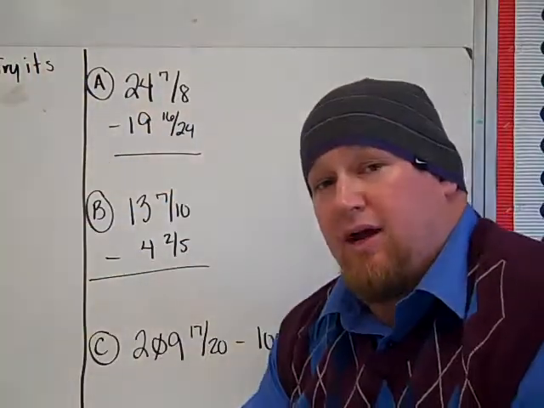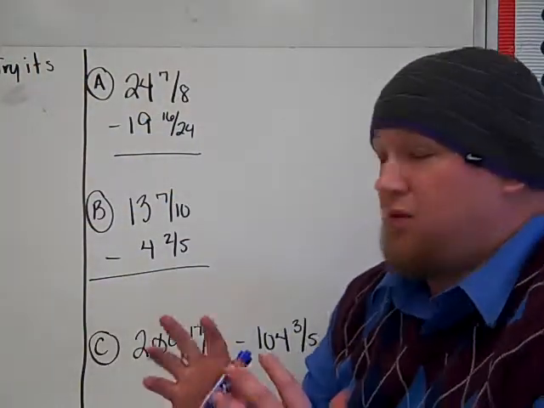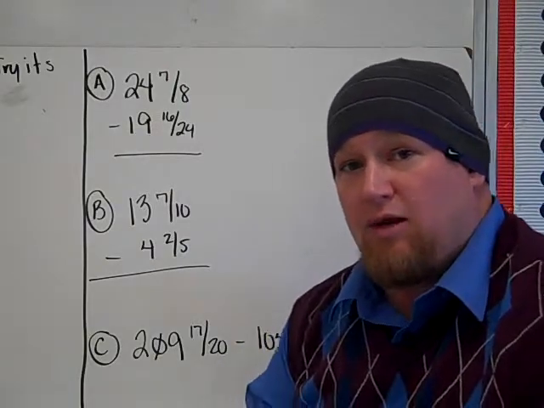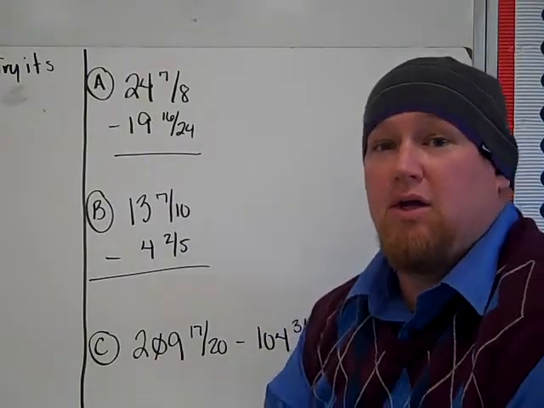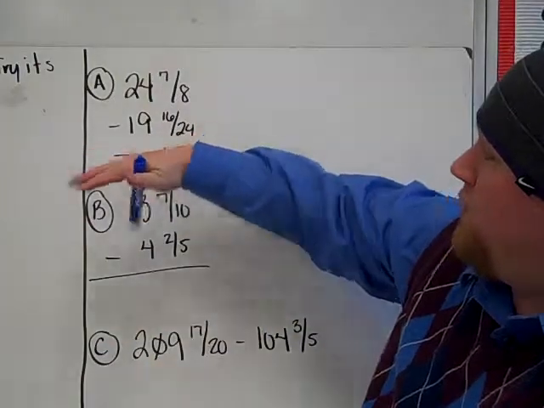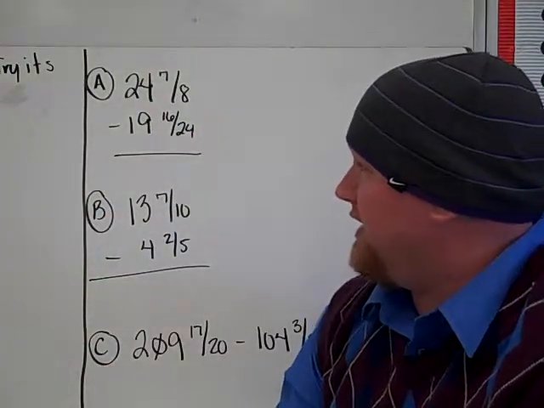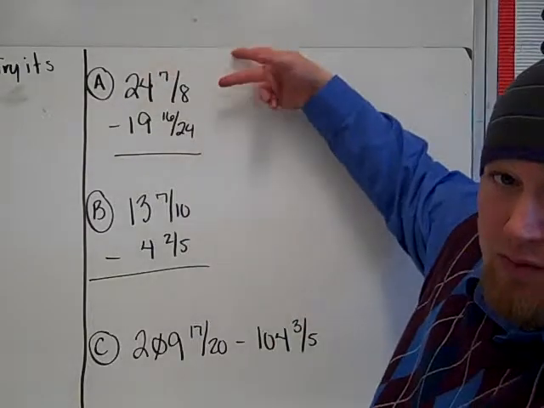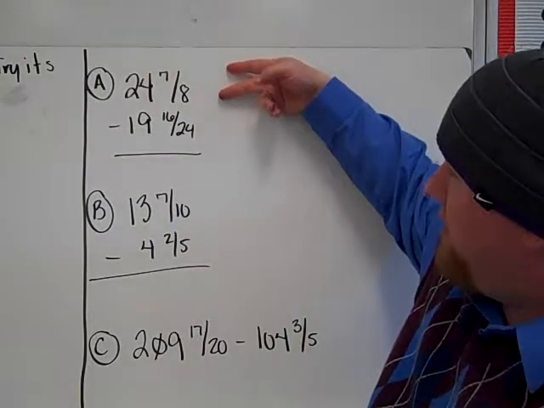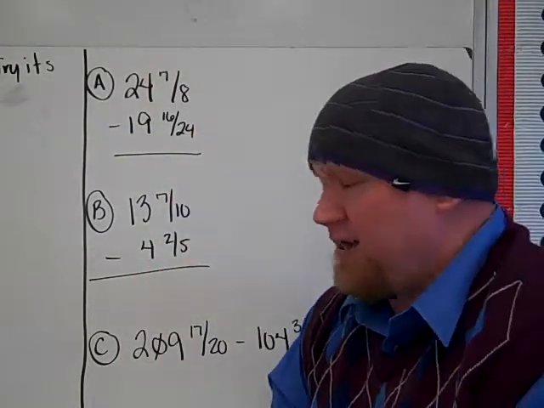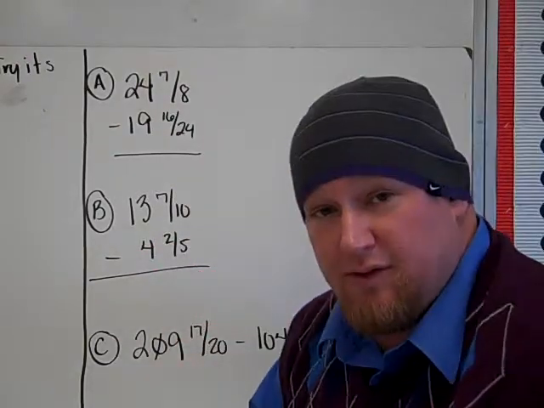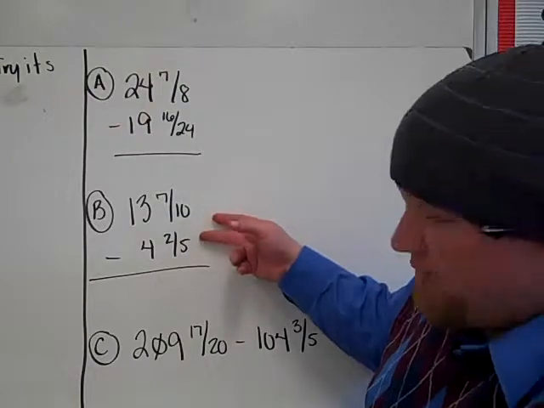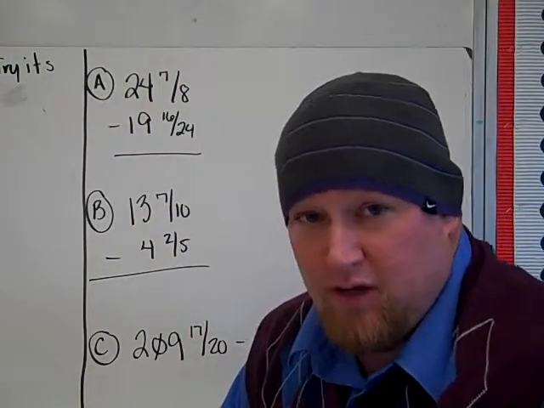So what I want you to do tonight is try it. If you need to rewind the video and go back through it and watch it again, that's fine. Go right ahead. That's why we do this on video. A, I want you to try 24 and 7/8 minus 19 and 16/24. Number one, do they have a common denominator? B, I want you to take 13 and 7/10 and subtract it from 4 and 2/5. Again, do they have a common denominator? If not, that's where we start.